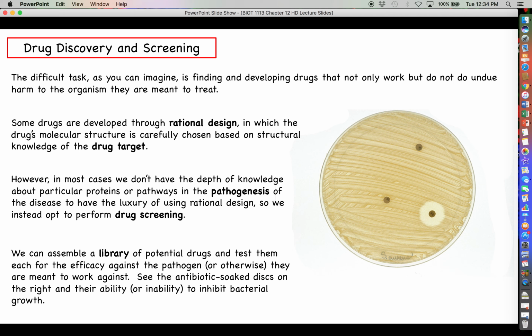As you can see in the picture on the right, these discs are placed on an LB agar plate that is growing bacteria, and we can definitely see which one of the antibiotics that soaks the disc is most effective at blocking or inhibiting bacterial growth.